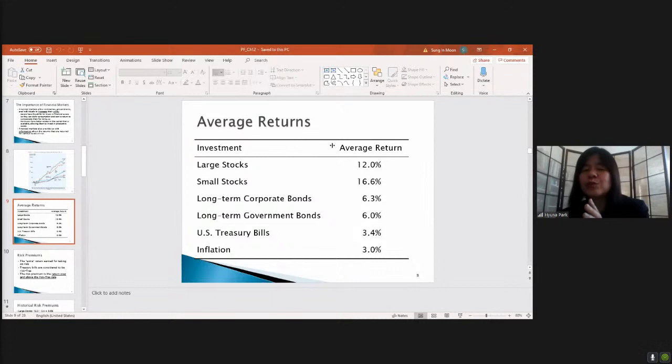So annual average return, the largest stocks based on the previous chart, 12% was the average return per year. Small stocks, 16.6%. Long-term corporate bond, 6.3%. Long-term government bond, 6%. U.S. Treasury, 3.4%. And inflation, 3%. So you see, it doesn't look like a huge difference. Large stock return, 12% versus 16.6%. Doesn't look like a huge difference, but you see that.